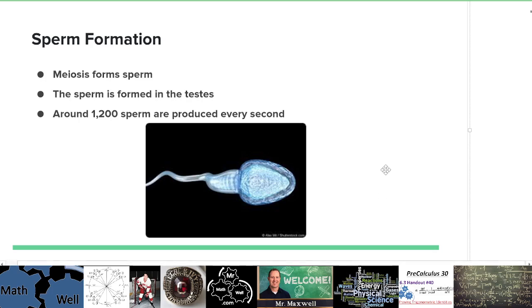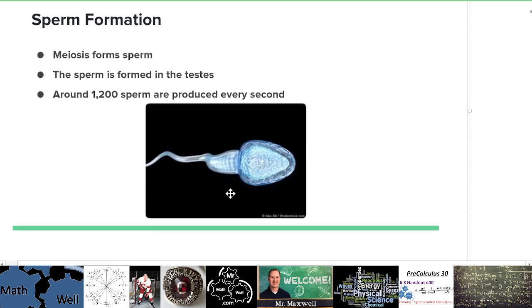The sperm are formed in the testes. Around 1,200 sperm are produced every second. So that's quite the feat there. And I'm sure this is an animation, but this is sort of what the sperm structure might look like.